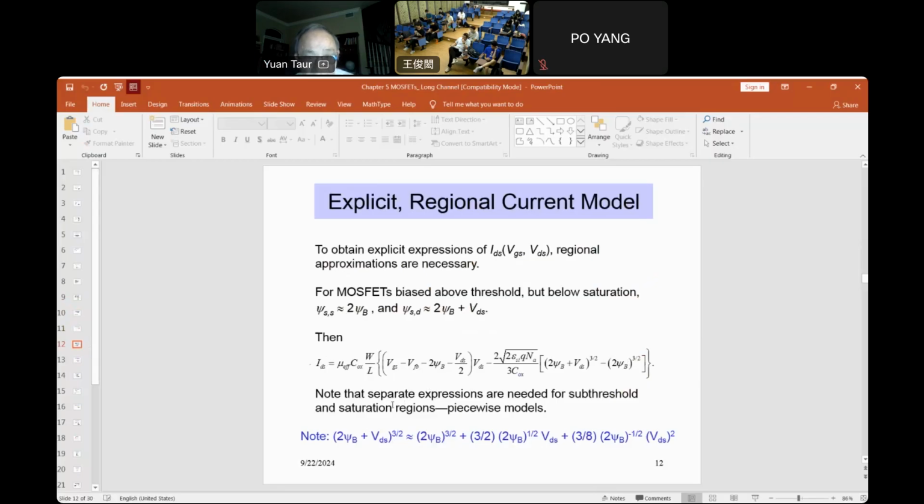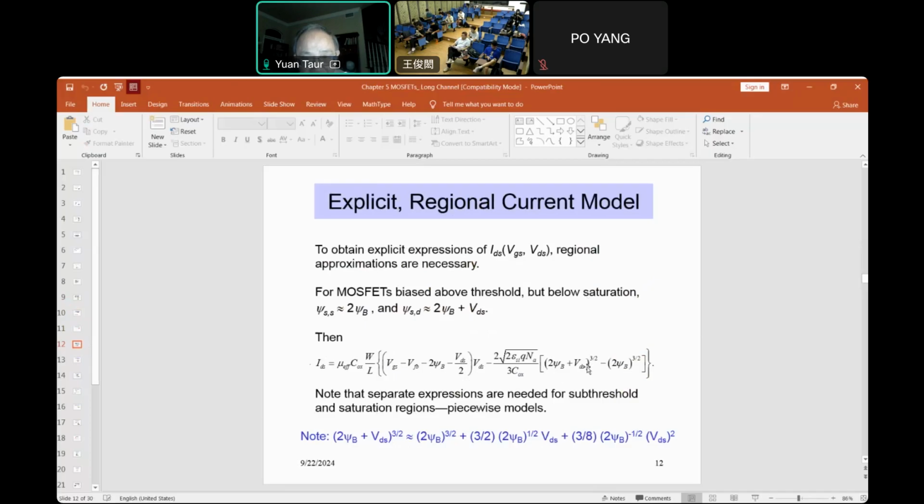Okay. So this is a so-called piecewise model or regional current model. Because it's only valid in this region. Once you go beyond, like in subthreshold, we need a different model. We'll discuss that later. In saturation, we also need a different model. So this is only between above threshold and below saturation. And this is still a little bit complicated because of VDS to the 3 halves.